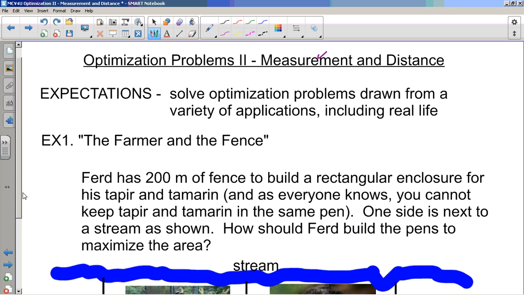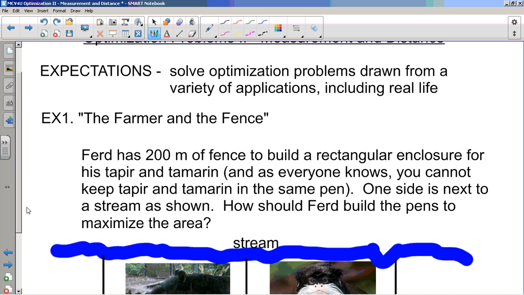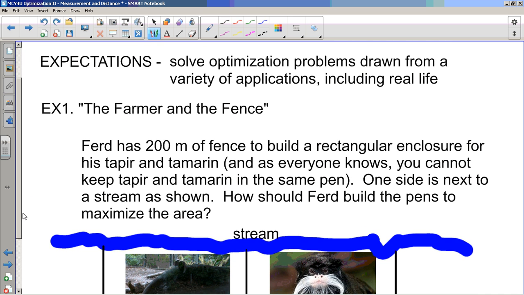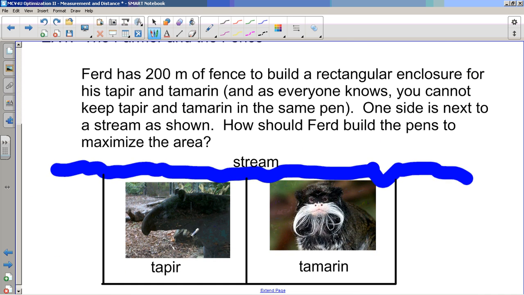tapir and tamarin. And as everyone knows, you cannot keep tapir and tamarin in the same pen. See, aren't they cute? There's the tapir and there's the tamarin, and apparently they don't get along. So we have to have them in two separate pens. One side is next to a stream as shown. How should Ferd build the pens to maximize his area? He's got 200 meters of fence. How does he set it up so the area is maximized?